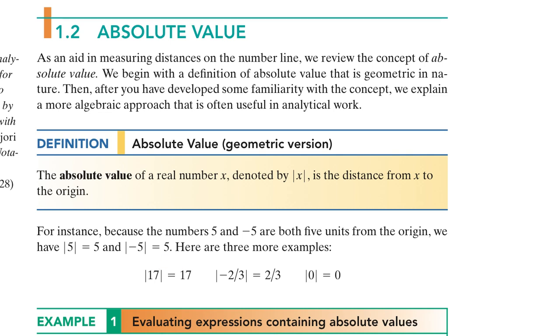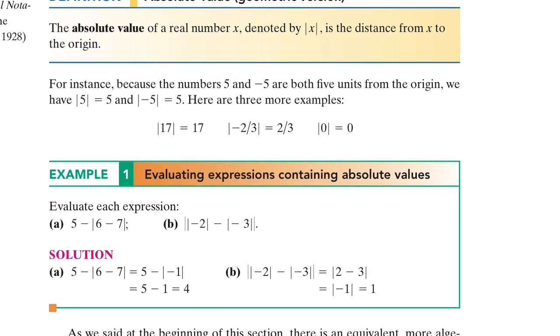So here's a few more examples. The absolute value of 17 is 17. The absolute value of -2/3 is just 2/3, and the absolute value of 0 is 0. It's really just distances. And the idea is that no matter what, the distance always comes out to be a positive value, because you can't have a negative distance. How do you go -2 feet?